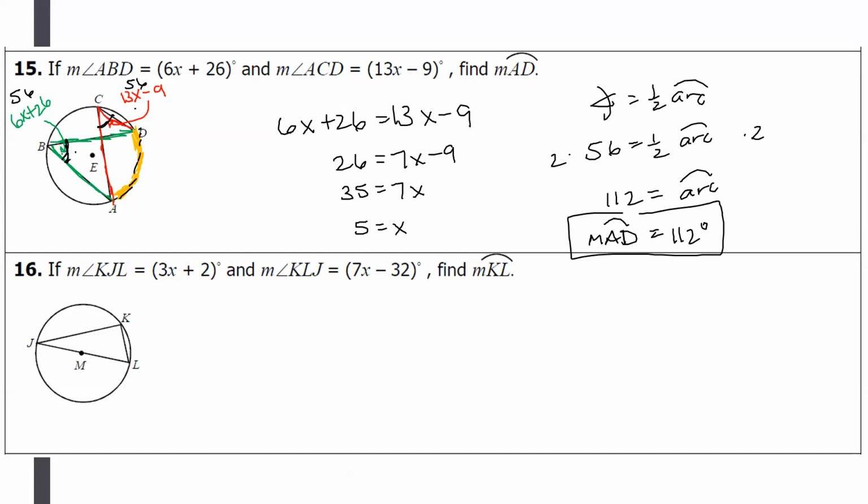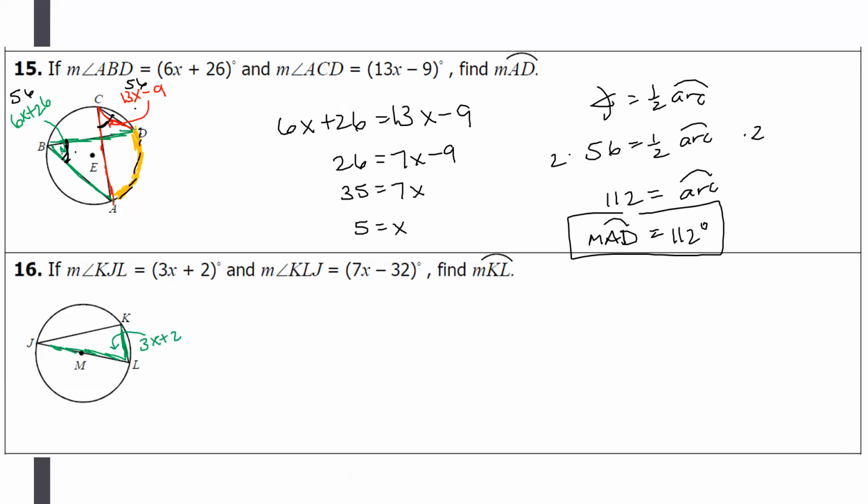All right, number 16, our last problem for this video. We are given an expression for angle KLJ. It's this angle right here. That's 3x plus 2. I'm just going to do this since I can't write it in there.